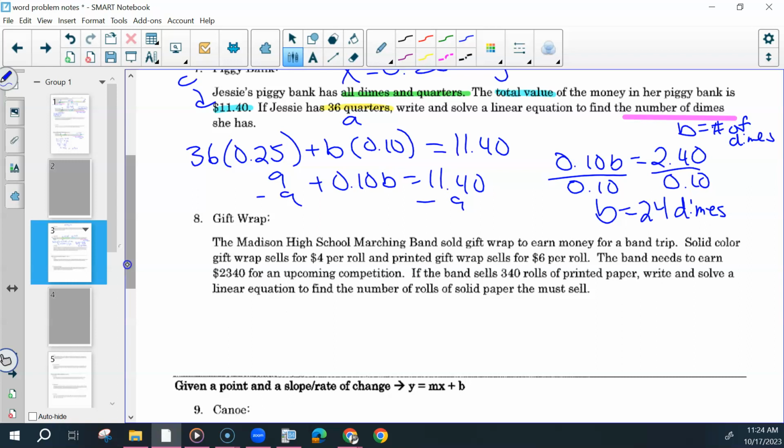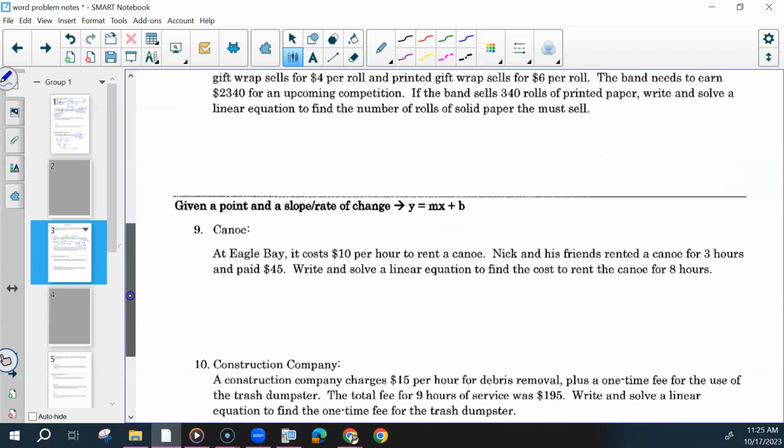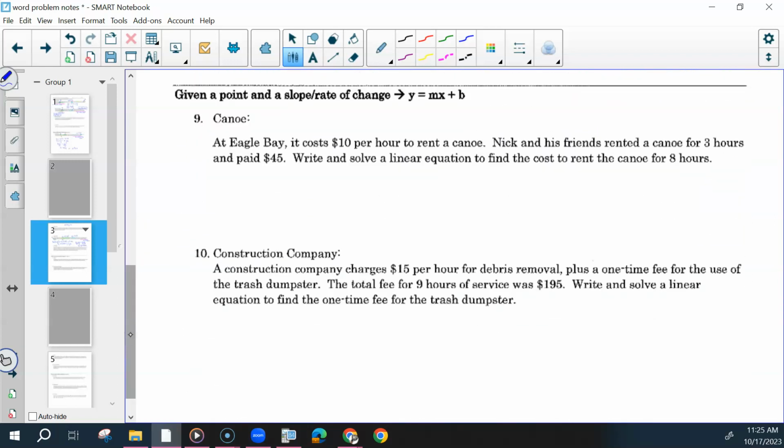Right, now in this next section, so we're going to start at number 9. First, do we have any questions on this one? So now we're going to figure out what we have and don't have and have to solve for it.